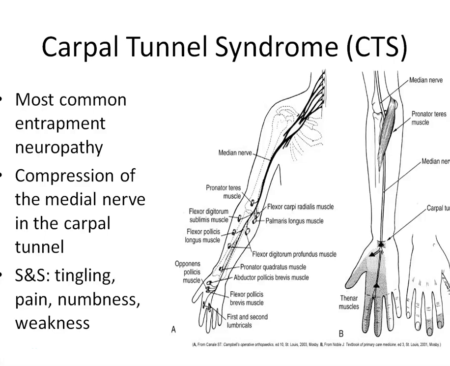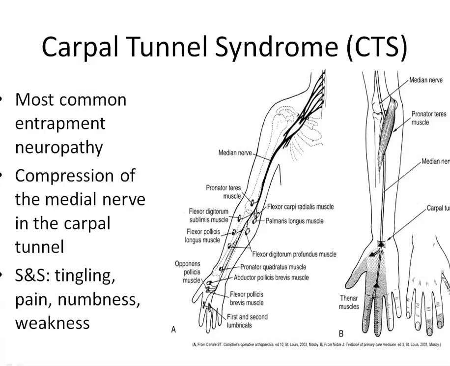Moving on to carpal tunnel syndrome. So this is the most common nerve entrapment neuropathy that you're going to see. It's going to be an entrapment of the median nerve in the carpal tunnel at the wrist. Signs and symptoms are going to include tingling and pain. This can progress to numbness and ultimately weakness, and we may see atrophy with a chronic carpal tunnel syndrome.